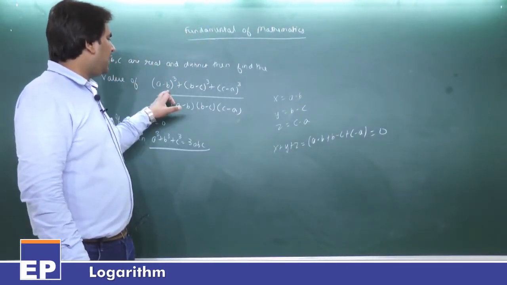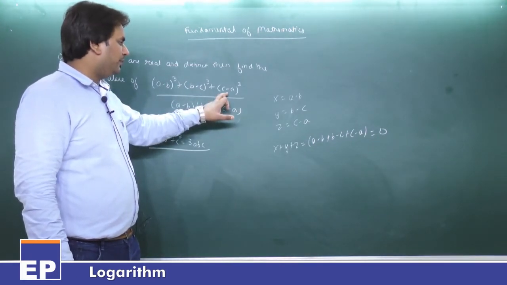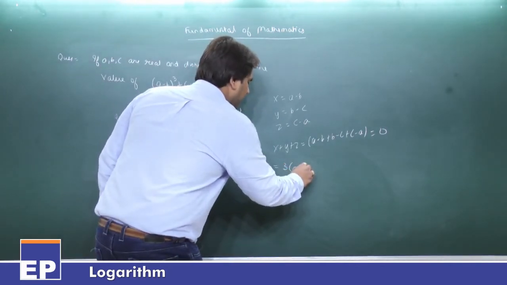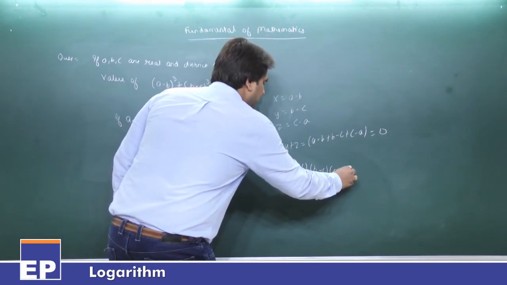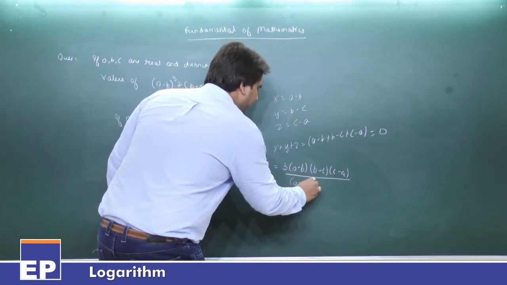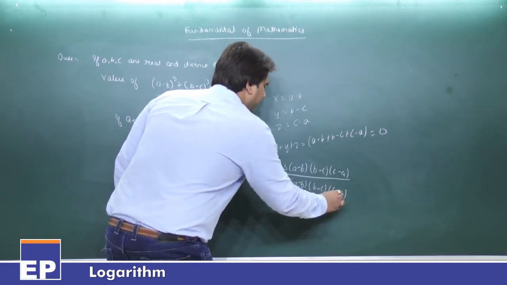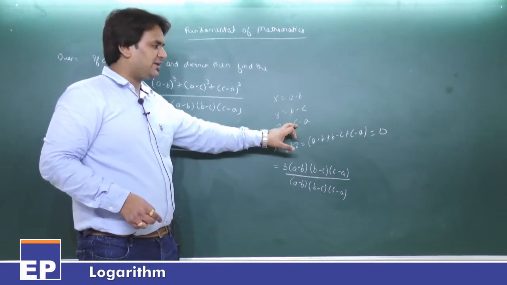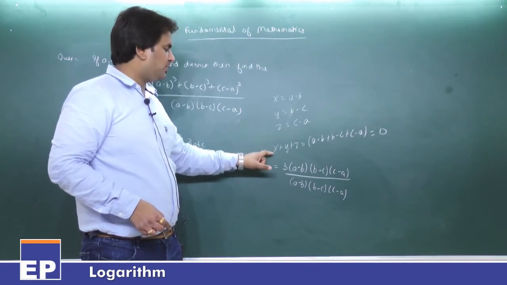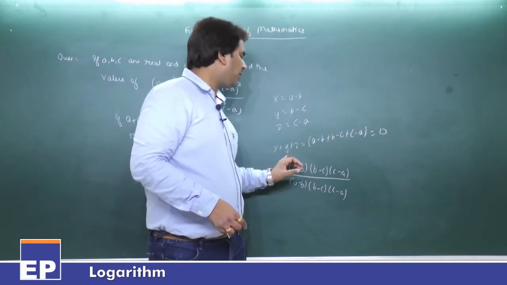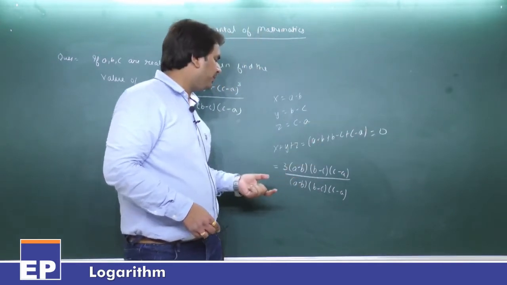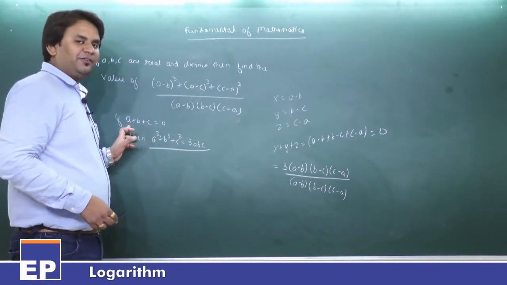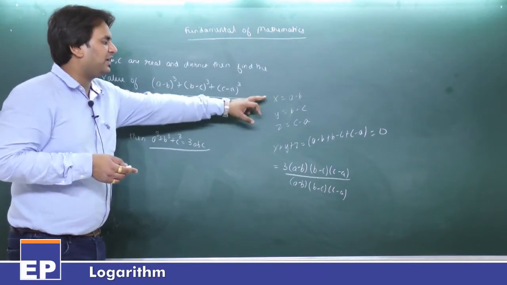Means x cube plus y cube plus z cube will be equal to 3xyz. It will become 3 times (a minus b), (b minus c) and (c minus a), divided by the denominator (a minus b), (b minus c) and (c minus a). Because x is a minus b, y is b minus c, and z is c minus a. If I add x plus y plus z, it comes out to be 0. If x plus y plus z is 0, then x cube plus y cube plus z cube will be equal to 3xyz, because I have compared that formula with a, b, c and x, y, z.